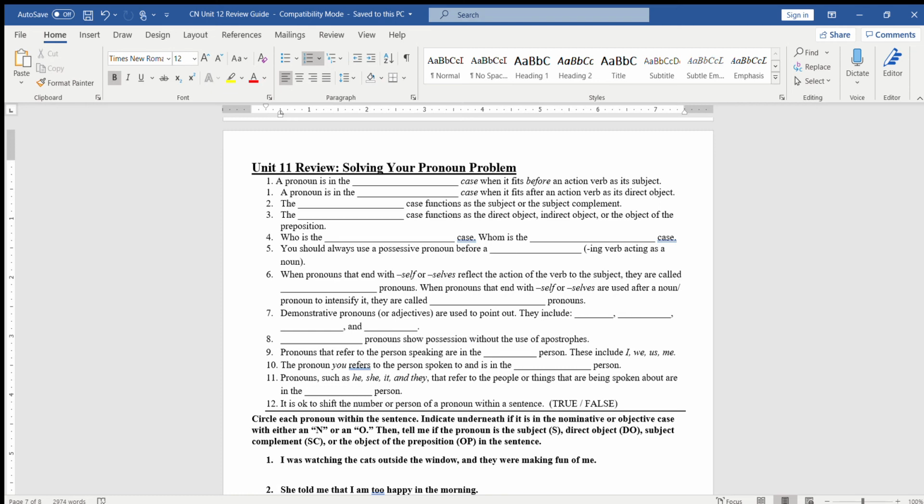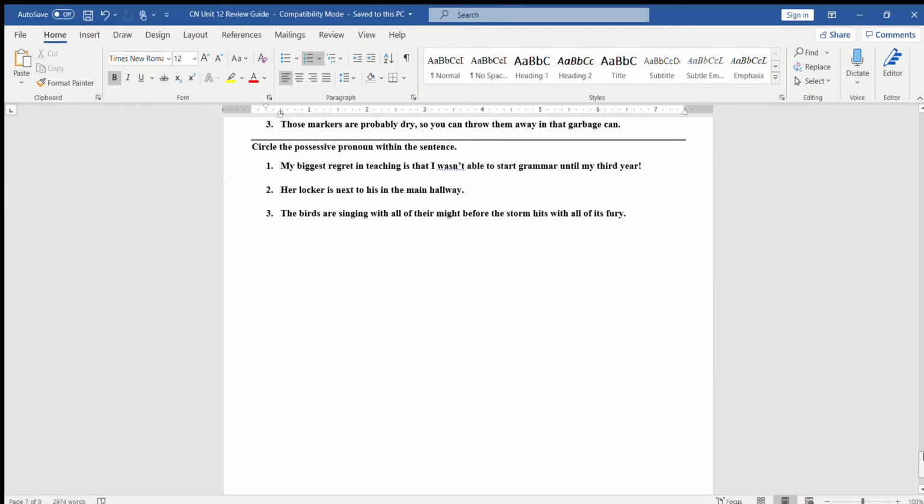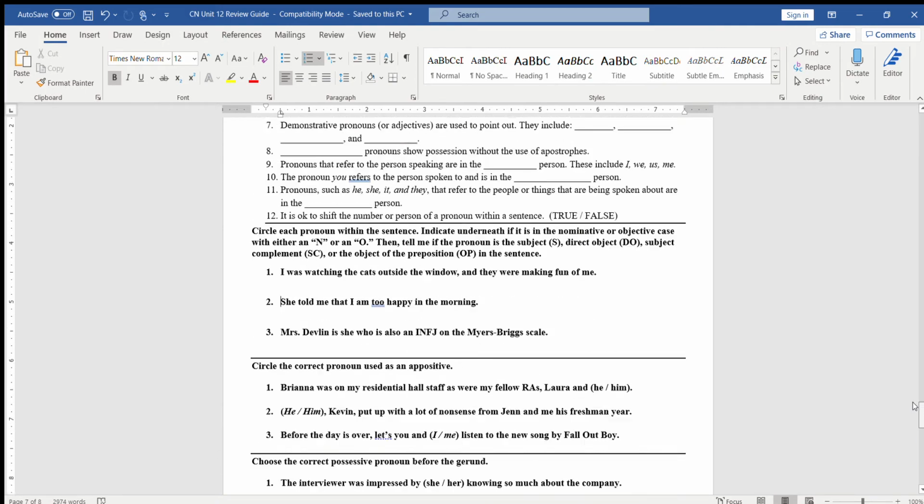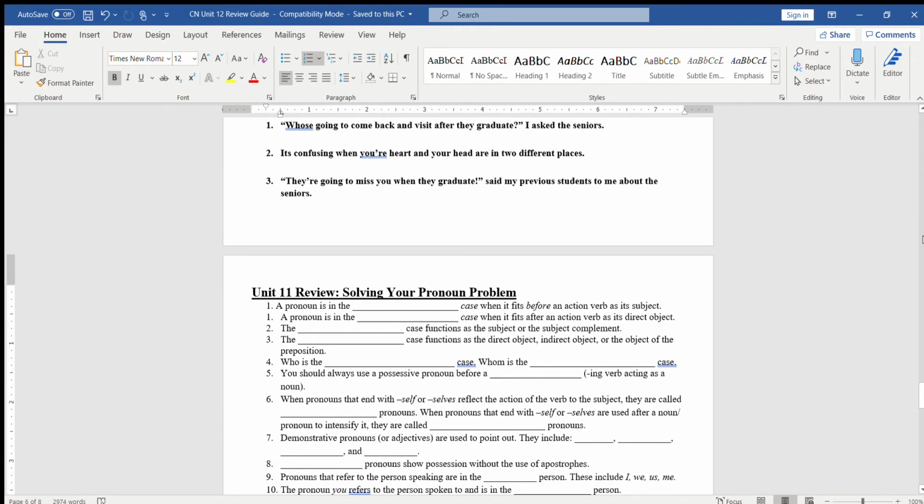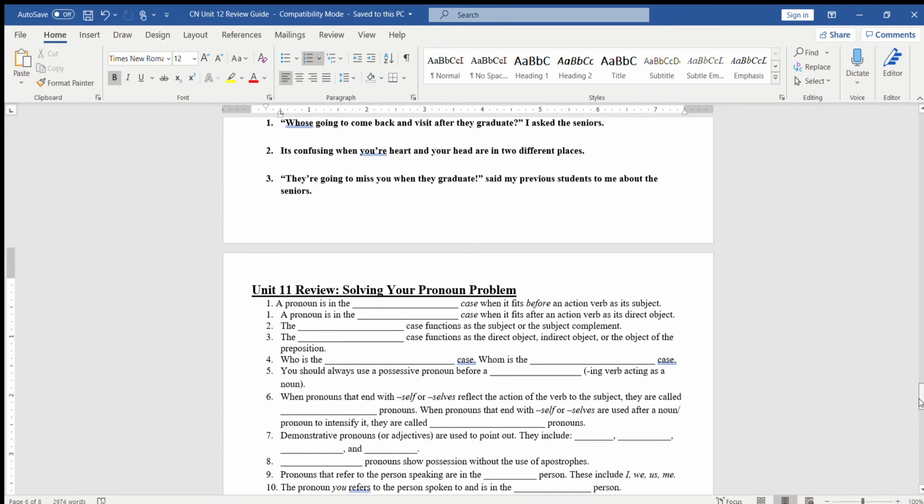The last 2 pages, pages 7 and 8 of your grammar packet, are all the review pages from last unit, unit 11. So that should make it easy. If you still have your unit 11 grammar packet, then this top part should be very easy. Even if you don't, remember a lot of times the answers are in the sections, whether in the instructions or in the next sentence. So you should be okay.